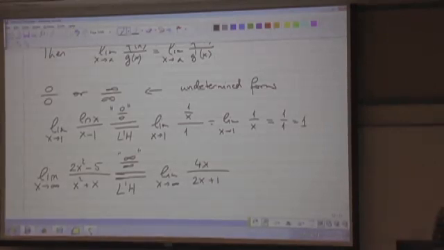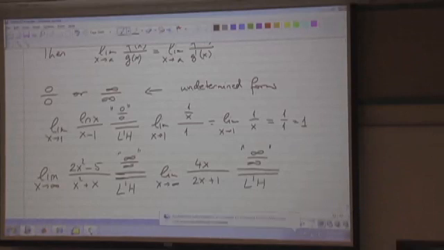Right? What now? What is the limit? Well, again, if I plug in infinity, I'll end up with infinity over infinity. Well, if it works once, who's to say I can't reapply it? So if I apply it again, it'll just give me the limit as x goes to infinity of 4 over 2, which equals 2.